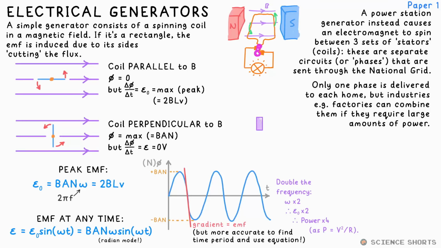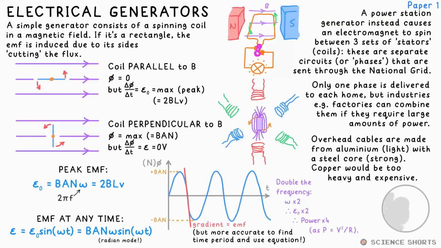In a power station, instead of a coil spinning between magnets, they have an electromagnet spinning between 3 pairs of coils called stators. These produce 3 separate currents that go off to the national grid. That's why you have more than 2 wires running along pylons. Incidentally, overhead cables aren't made out of copper, as that would be too expensive and they'd be far too heavy. They're made of aluminium. It's light and it's a pretty good conductor, but it's very, very ductile. So to strengthen it, we have a steel core running through the middle.